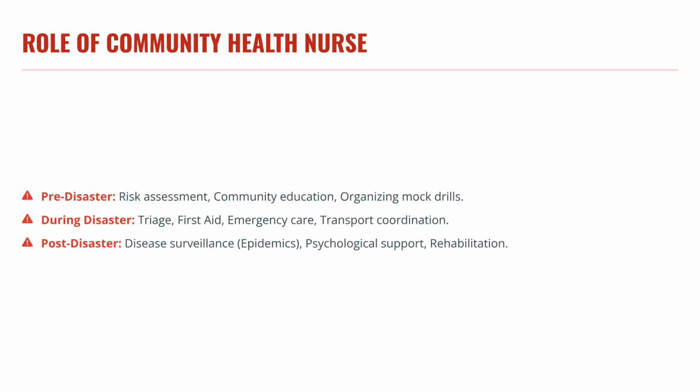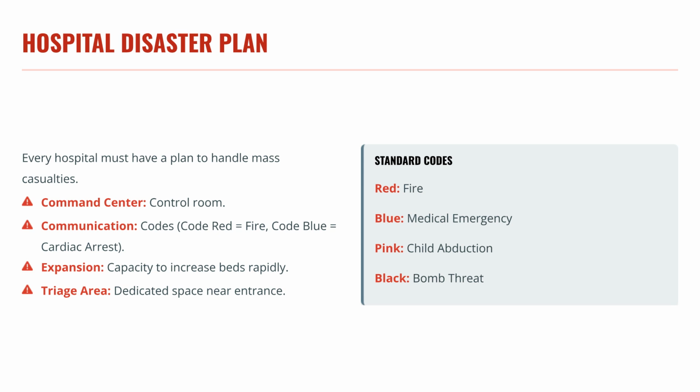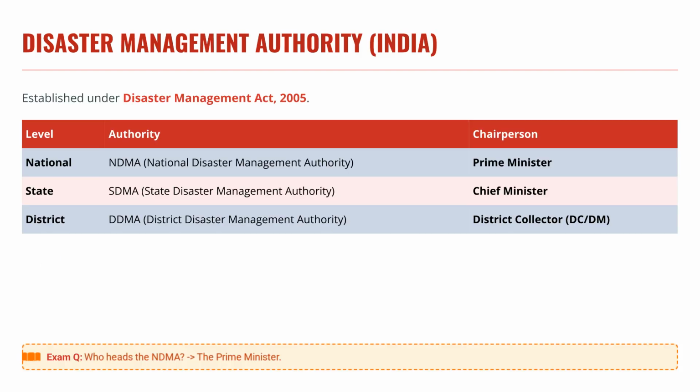A community health nurse's role spans all phases: risk assessment pre-disaster, triage during the event, and disease surveillance and psychological support post-disaster. Every hospital needs a disaster plan. Standard codes like Code Red for fire and Code Blue for medical emergencies are essential for quick communication and action. The Disaster Management Authority in India was established under the Disaster Management Act of 2005.